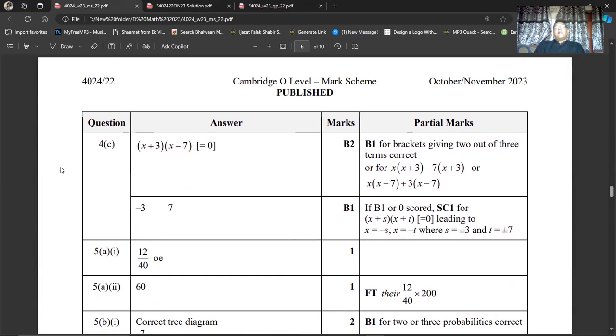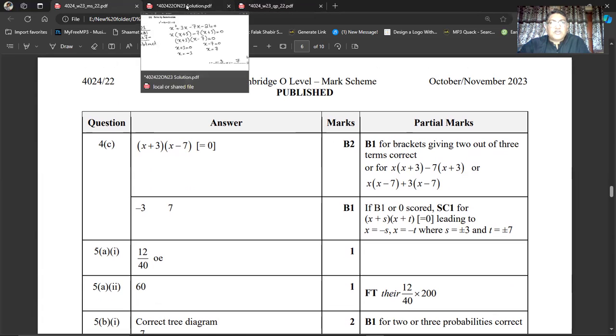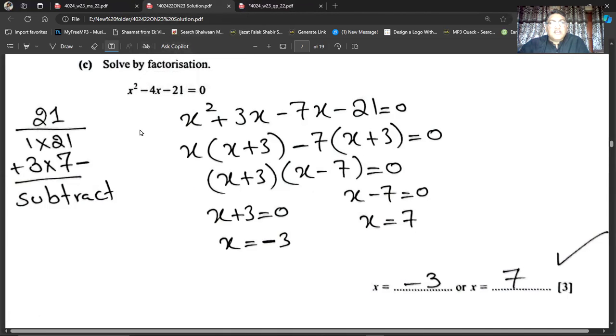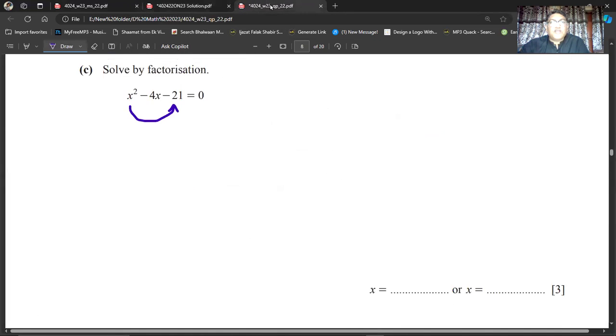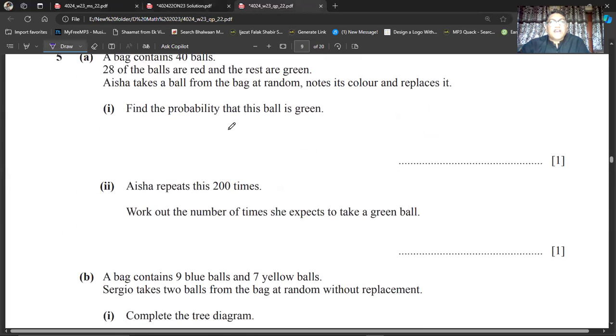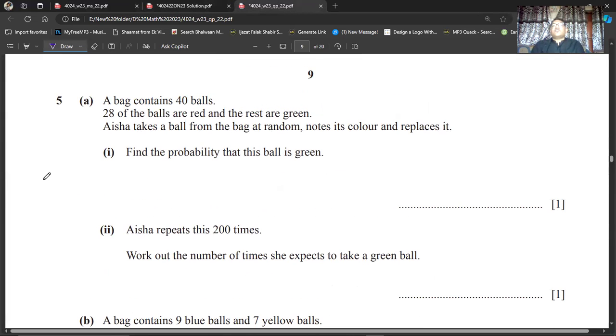And hopefully, look at the marking scheme, sir, and our answers are right. So you can pause the video if you want to take more time with the marking scheme. This is how we have solved it. Hopefully you understand. Okay, so we are going to the next question. That is question number 5.